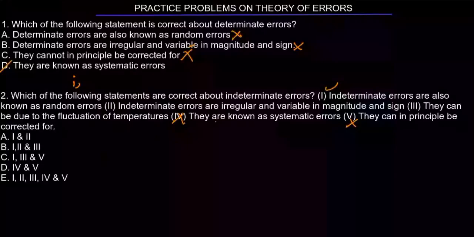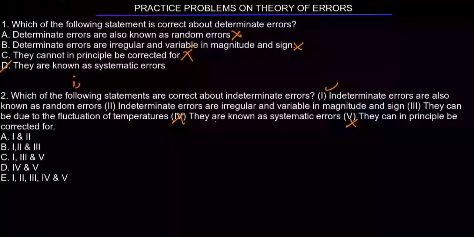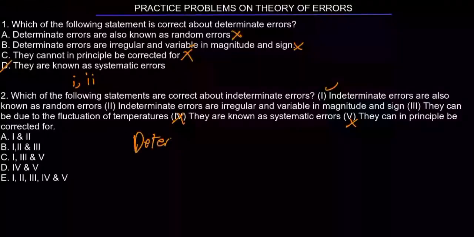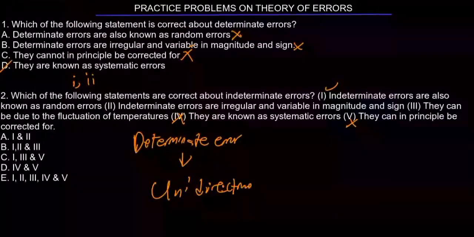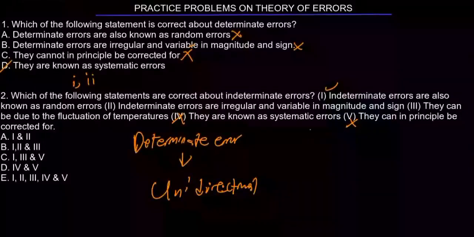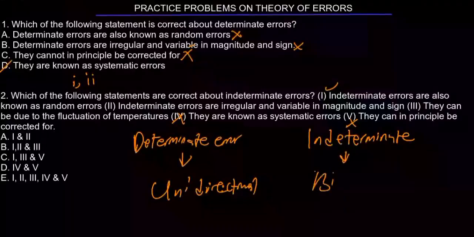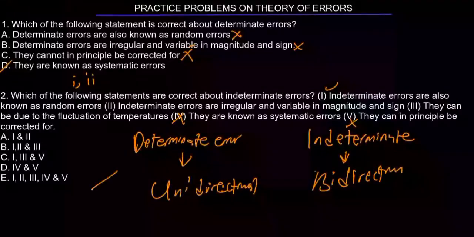Indeterminate errors are irregular and variable in magnitude and sign. That's correct. They are irregular. Do you know why? The thing is that indeterminate errors are caused by uncontrollable factors. So values can just fluctuate up and down, up and down. Let me explain something. Determinate errors are unidirectional, while indeterminate errors are bidirectional. Unidirectional means that the error occurs in only one direction.